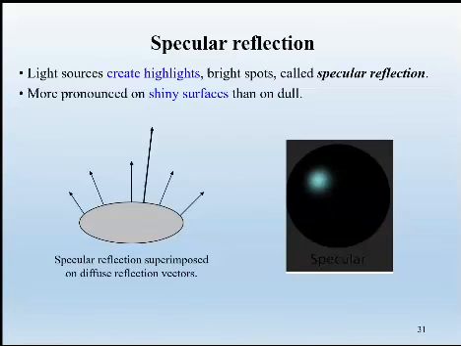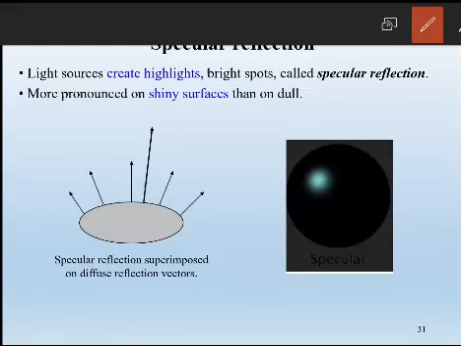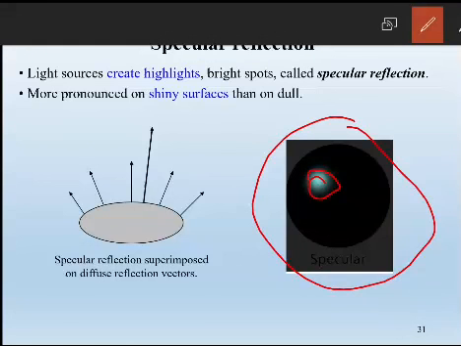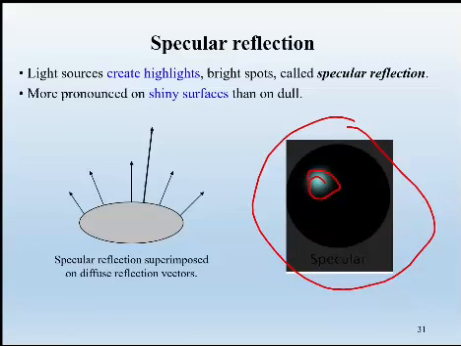Now specular reflection. Light sources create highlights, bright spots, called specular reflection. That is shown here in this diagram. Only one point is highlighted and bright, generating a bright spot, which is known as specular reflection. More pronounced on shiny surfaces. In this example it is shown. This is the only part with the highlight or bright spot. That appears normally with shiny surfaces rather than dull surfaces. On dull surfaces it is not possible.